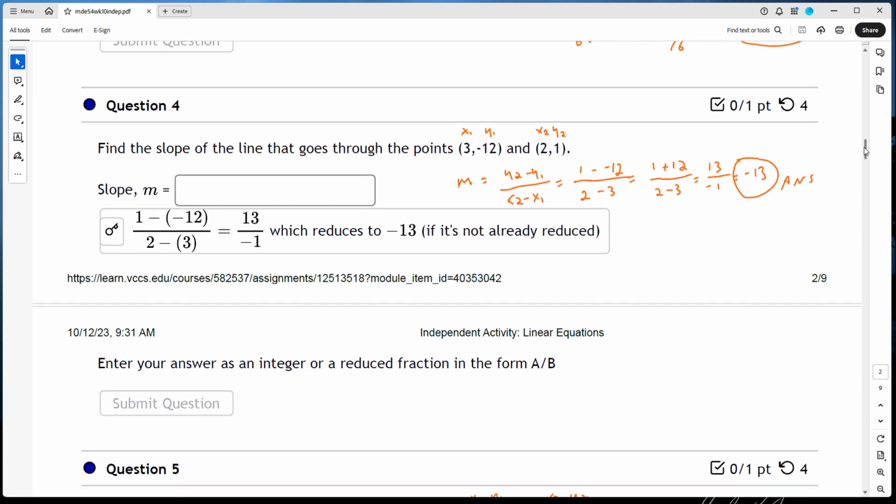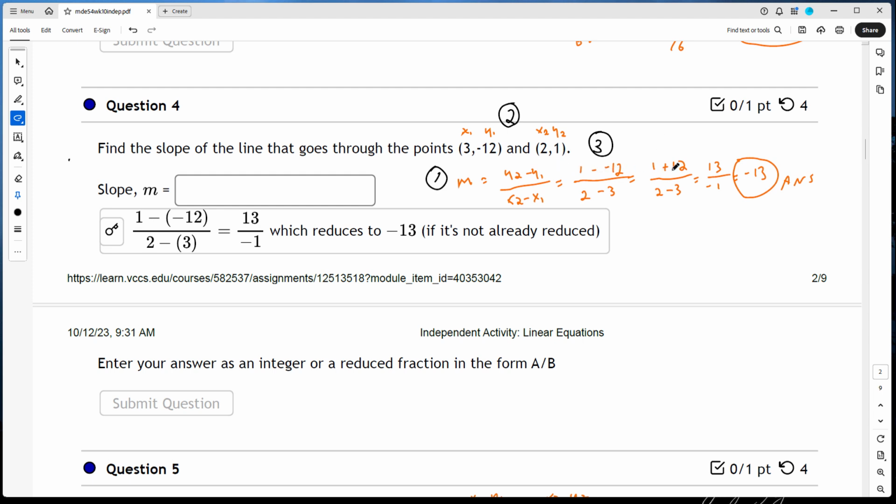Find the slope of the line that goes through the 2 points given. So for that particular one, what you do first, you write out your slope formula. Second, you assign values to the points for your x1 and y1, x2 and y2. The third thing you do is you plug into your formula. And the fourth thing you do is you simplify it.